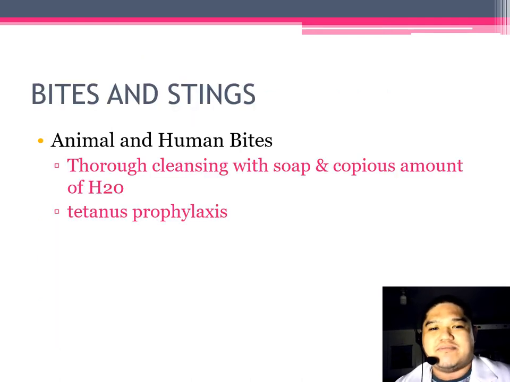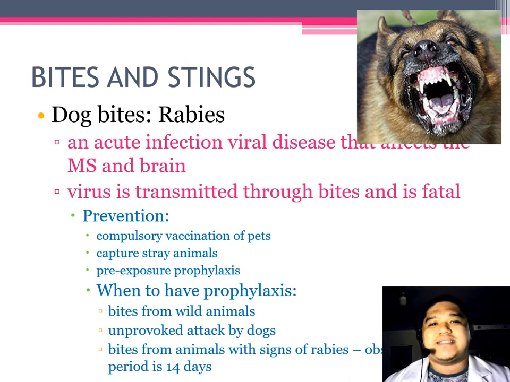Let's first discuss bites and stings. Animal and human bites can be comparable. They might put you at risk of infection, specifically rabies infection. To prevent this kind of infection, we may perform thorough cleaning with soap and a copious amount of clean water. We can also administer tetanus prophylaxis to prevent infection from Clostridium tetani. All right, for the bites and stings, let's talk first about rabies infection.